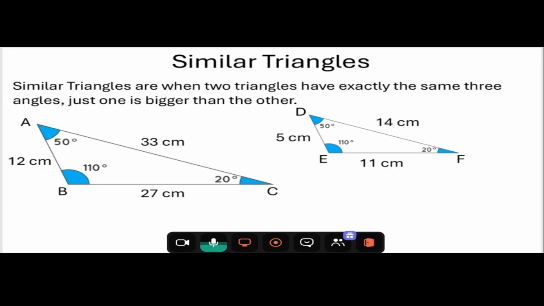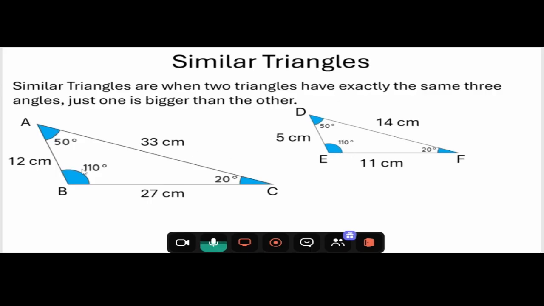Similar triangles are when two triangles have exactly the same angles, and just one is bigger than the other. If they're the same size, they're the same triangle, right? So they wouldn't be similar, they'd be the same. So similar is the word we use when two triangles have the exact same angles. And you can see it's just like one is a blow up of the other, right? Or a miniaturization of the other if you want.